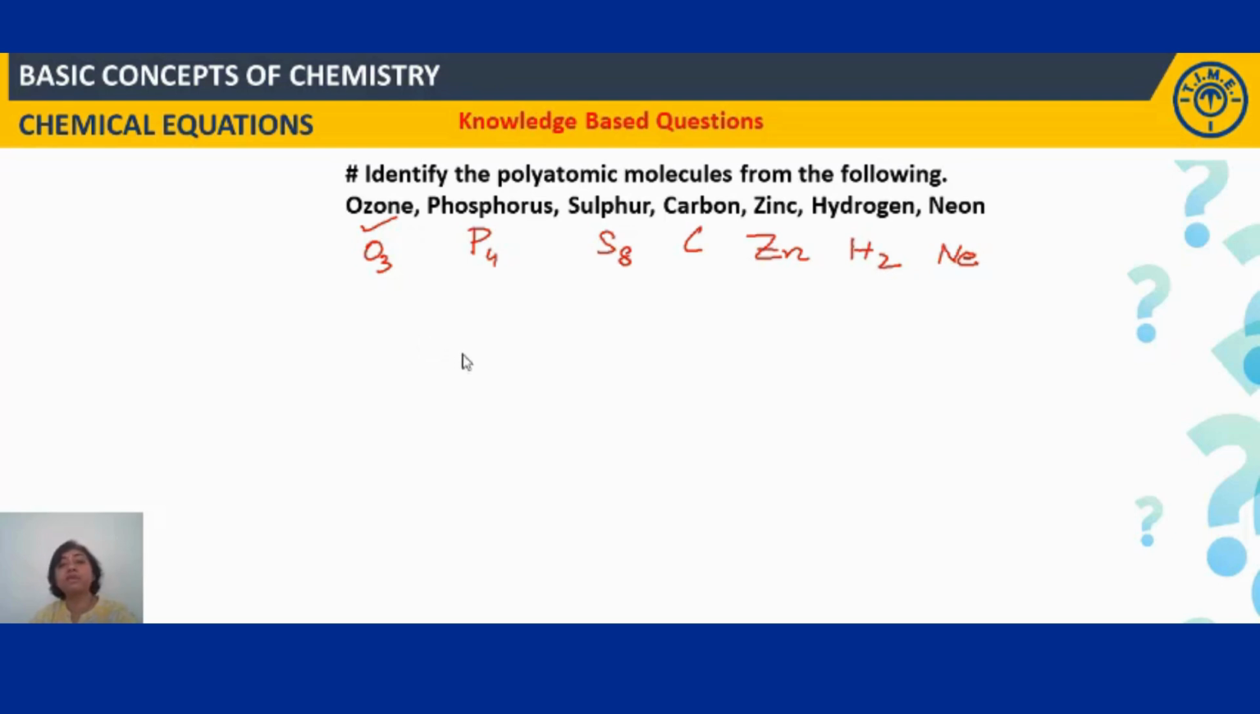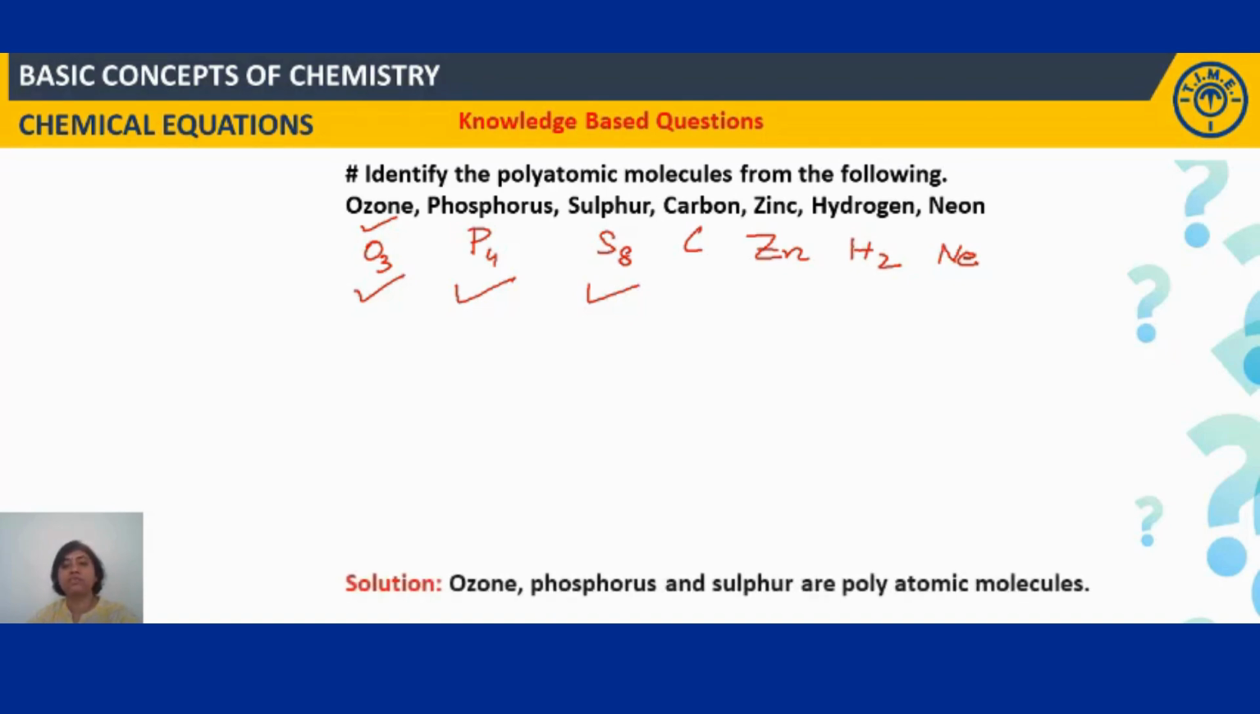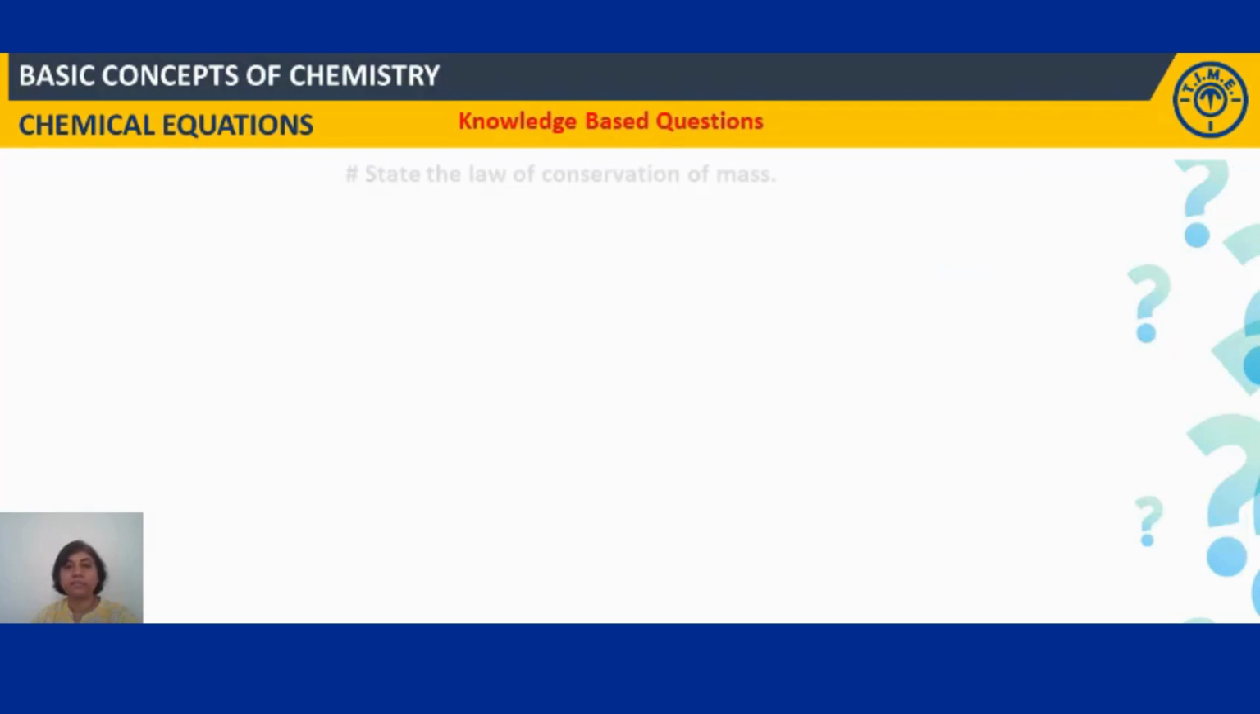Fine. Okay. Now you see polyatomic. What do you mean by polyatomic? Monoatomic, diatomic, polyatomic. If it is more than 2, then we consider it polyatomic. Phosphorus is polyatomic. Sulfur is polyatomic. Let's check the solution and then we'll move on to the next question. So ozone, phosphorus and sulfur are polyatomic molecules. Let's look at the next question.